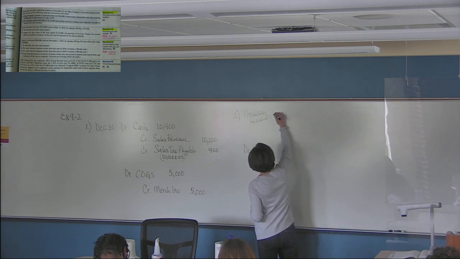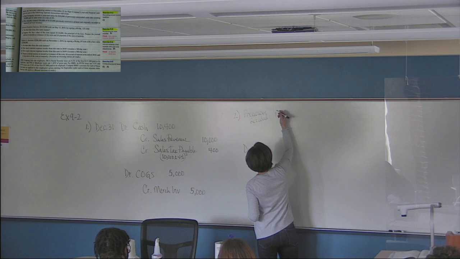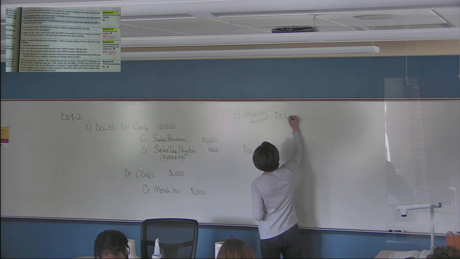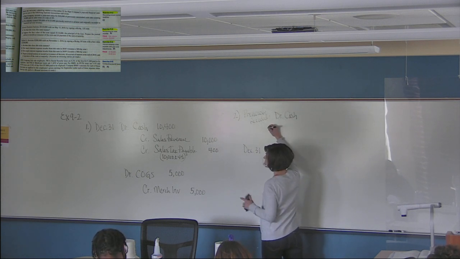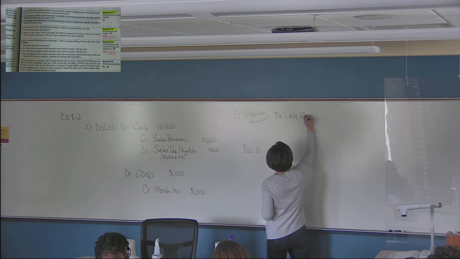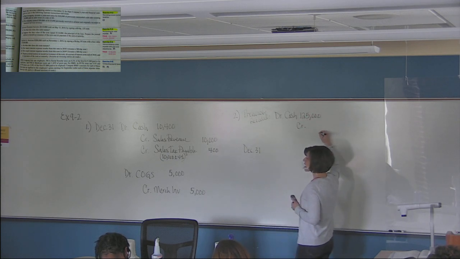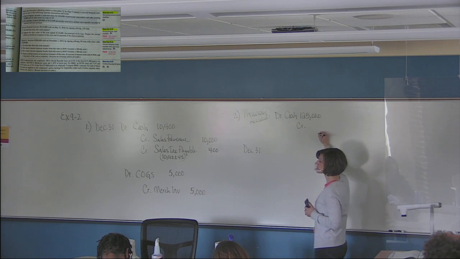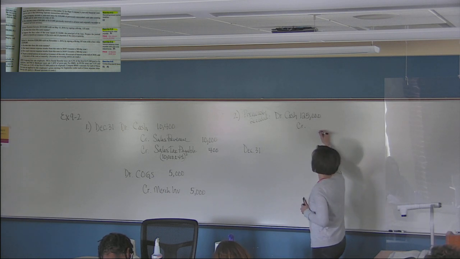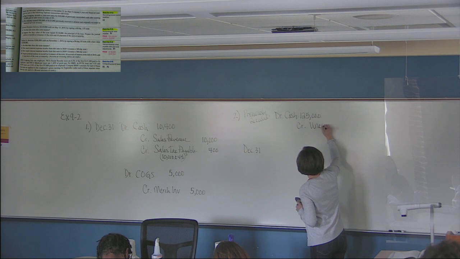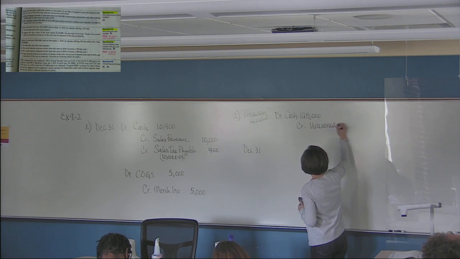So that would be cash, right? So we'll debit cash. This is not the answer. It's just going to help me get to the answer. And it says the receipt of that cash was originally recorded as unearned service revenue, which is what kind of an account? Liability.